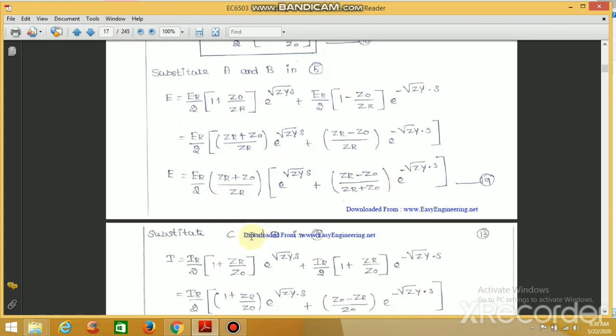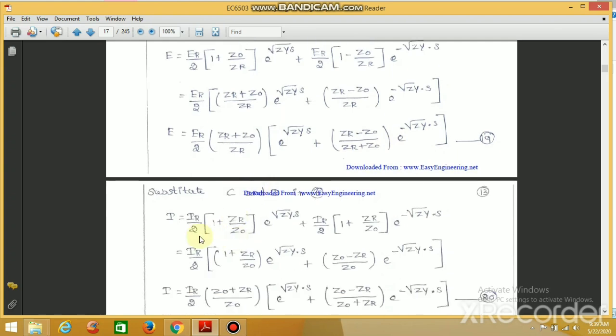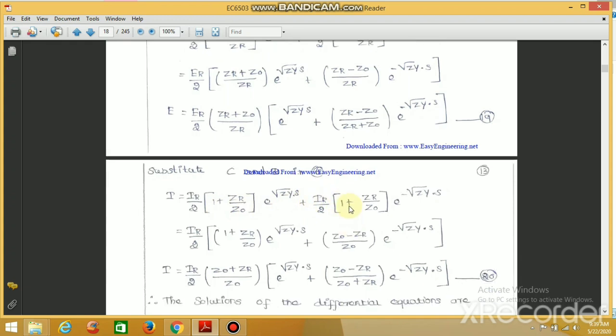And similarly, substitute C and D in equation 6. You will be getting I is equal to IR by 2 (1 plus ZR by Z0) e power root Z by S plus IR by 2 (1 minus ZR by Z0) e power minus root Z by S. Here plus has been written, but it must be minus, so please consider it as minus: IR by 2 (1 minus ZR by Z0) into e power minus root Z by S.